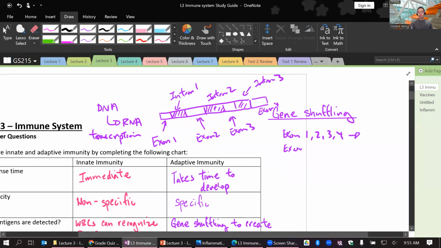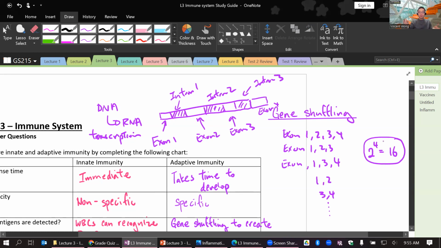But it's also possible to keep only 1, 2, and 3, and delete 4 as well, and that would be another type of receptor. And then you can keep maybe 1, 3, and 4 only, maybe 1 and 2 only, 3 and 4 only, and so on and so forth, right? So with 4 exons, you can generate 2 to the exponent 4, which is 16 different combinations.